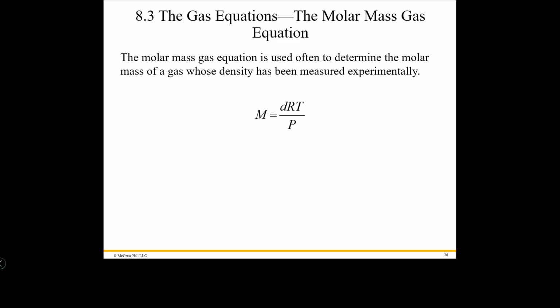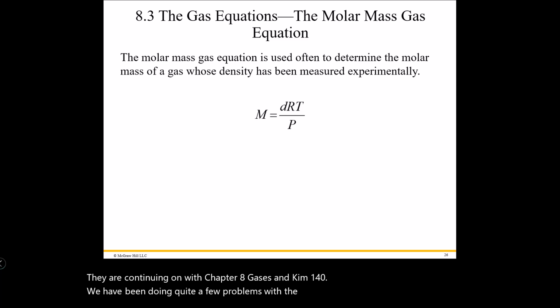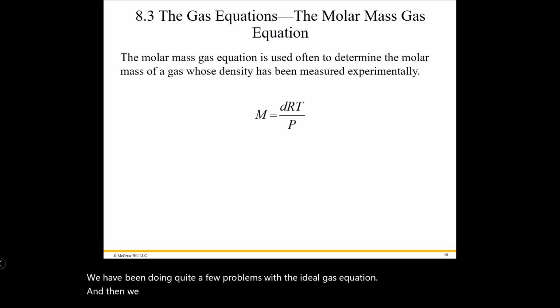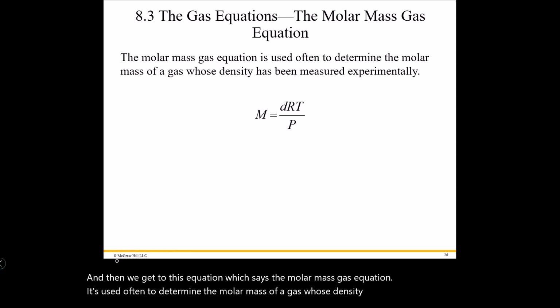We are continuing on with Chapter 8, Gases, in Chem 140. We had been doing quite a few problems with the ideal gas equation, and then we get to this equation, which says the molar mass gas equation is used often to determine the molar mass of a gas whose density has been measured experimentally.